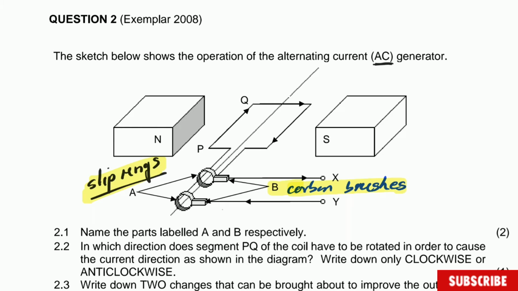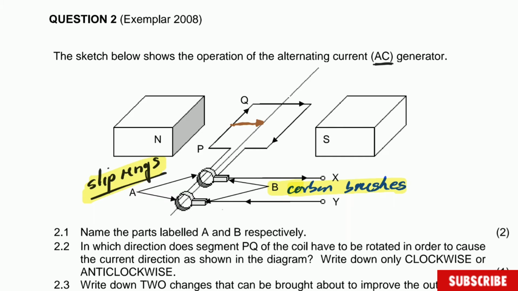Guys, for this one you have to use the right hand rule. They're telling you to write down clockwise or anti-clockwise. You have the current and you have the magnetic field. So let's do the following. You select one side of the coil, any side, and then you place your hand in such a way that, first of all, the pointing finger is pointing in this direction.